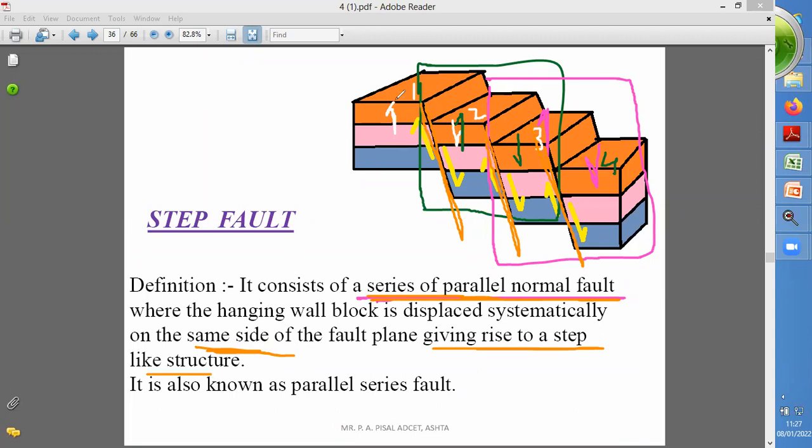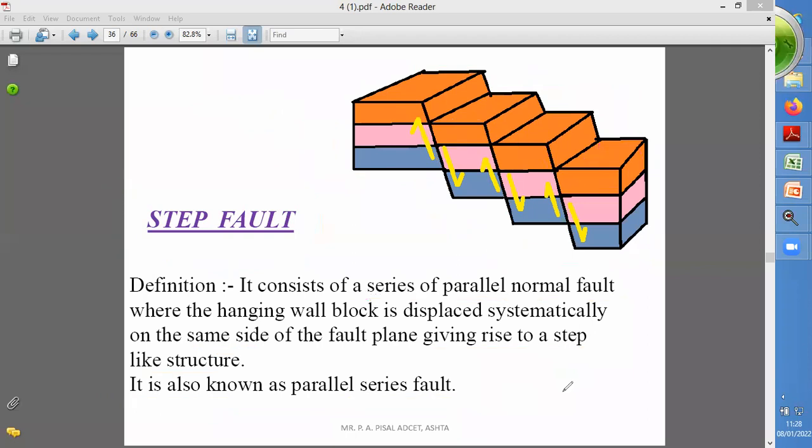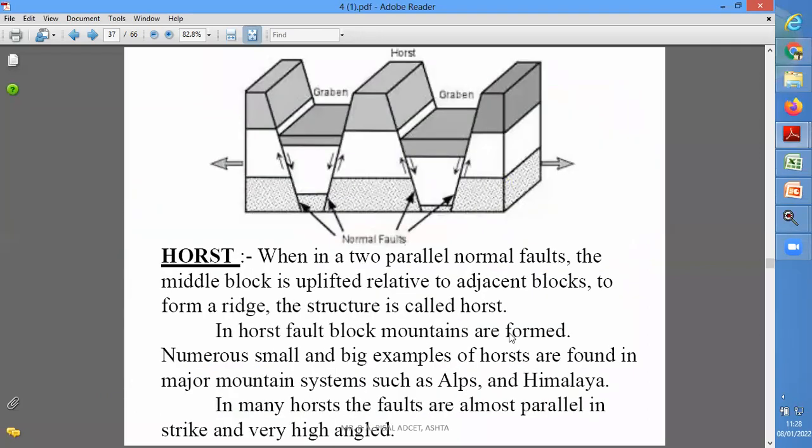Due to this faulting, all these blocks look like this, and it gives a step-like appearance towards the top side. That's why it is considered a step fault. It is also known as a parallel series fault. So the other name for this step fault is the parallel series fault. This is about the third type of fault, the step fault.